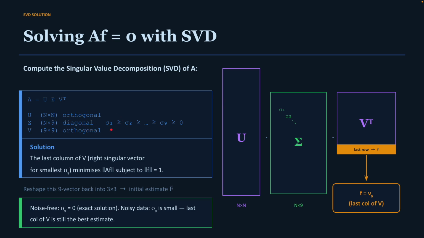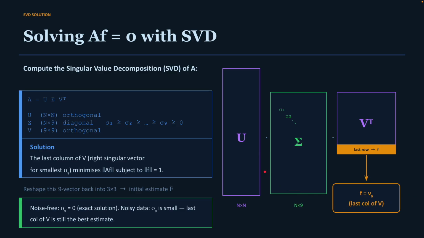Sigma is the diagonal matrix of singular values sorted from largest to smallest, and V is 9 by 9 orthogonal. The solution f is the last column of V, the one corresponding to the smallest singular value sigma 9. This is the vector that A squashes the most, meaning it maps closest to 0. That's exactly what we want.